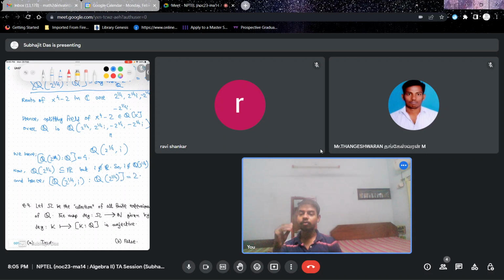You certainly know that the element i is algebraic over Q because it satisfies the polynomial x squared plus 1. So i is also algebraic over Q adjoined with 2 to the power 1 by 4, right? If i is algebraic over a smaller field, and you take a larger field containing that smaller field, then i will also be algebraic over the larger field, because you can take the same polynomial again, isn't it? What is one particular polynomial over this base field Q adjoined with 2 to the 1 by 4 that i satisfies? It's just x squared plus 1.